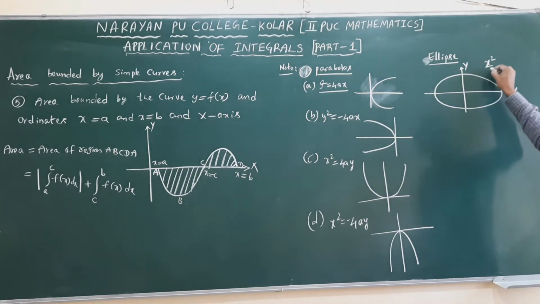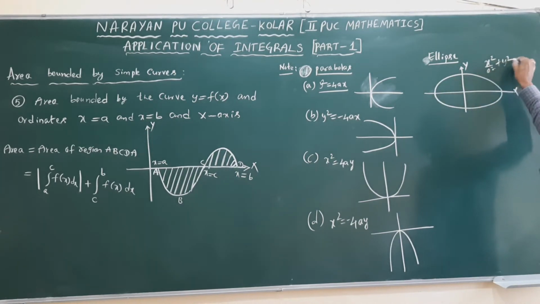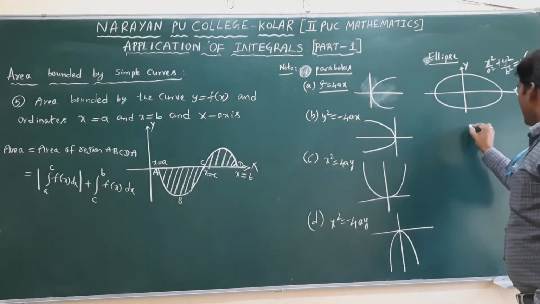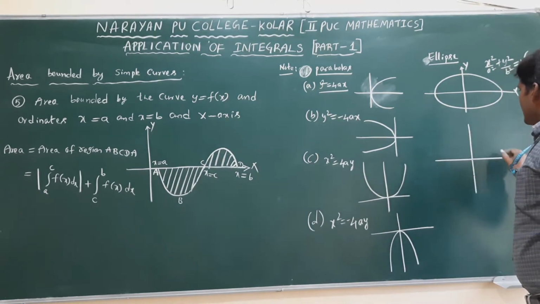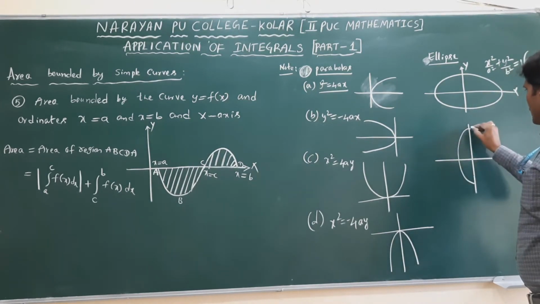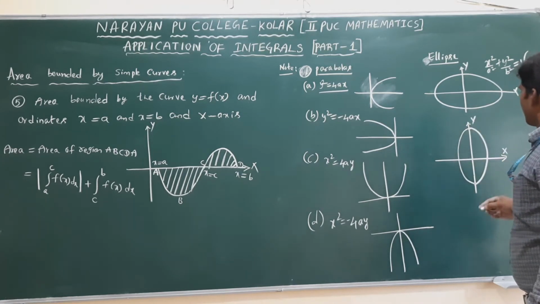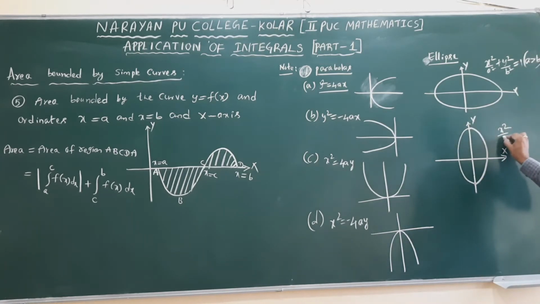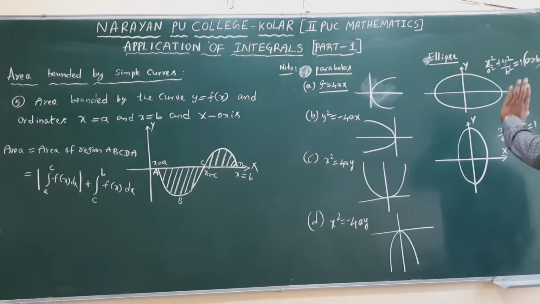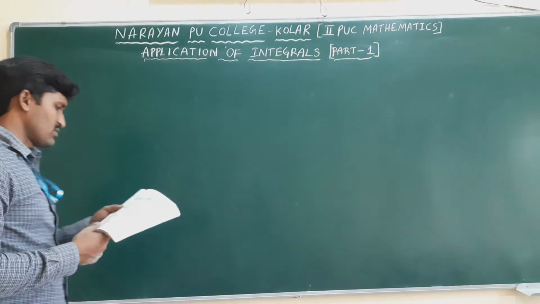Ellipse equation is what? X square by a square plus y square by b square equal to 1. Here what is the condition? A is greater than b. Next, a is less than b means towards the y-axis. Here the equation is same: x square by a square plus y square by b square equal to 1. Here a is less than b. In this case also. So next we will discuss one example.